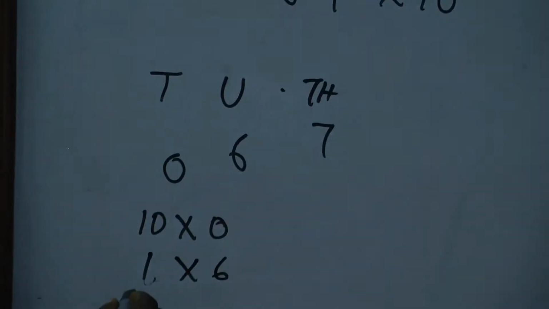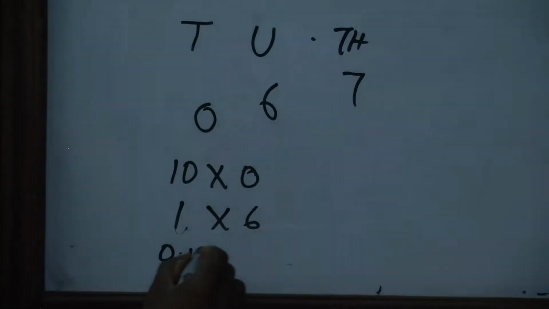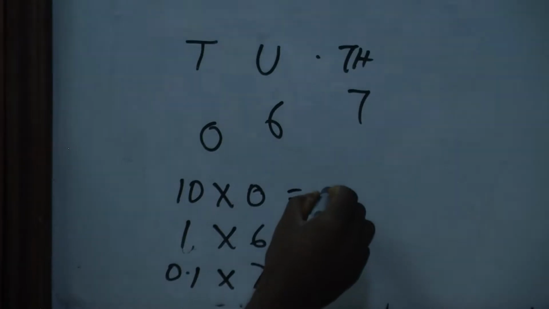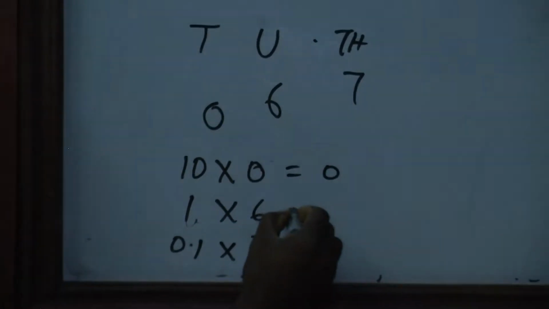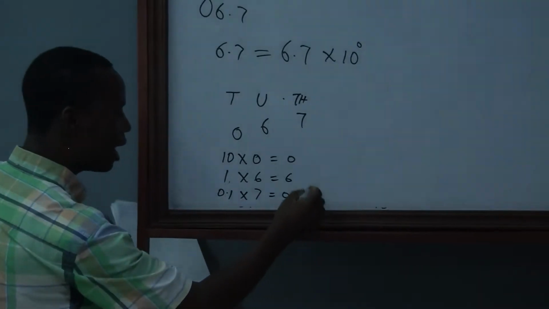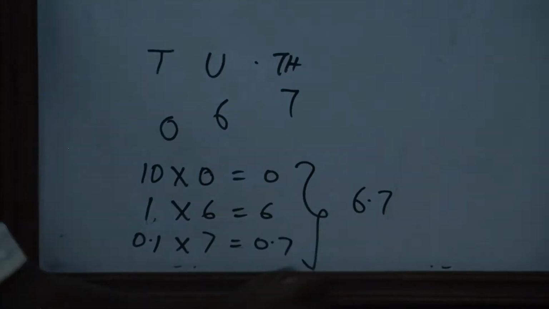And the third one will be 0.1 times 7. So when we are adding this together, this will be 0, this will be 6, and this will be 0.7. Adding everything together here, that will equal 6.7.